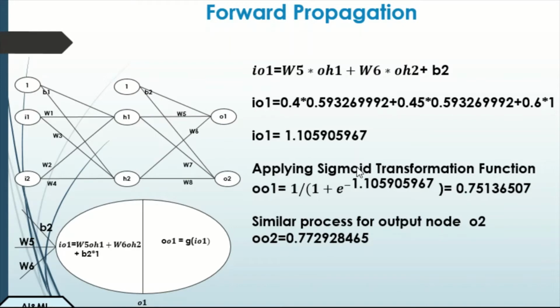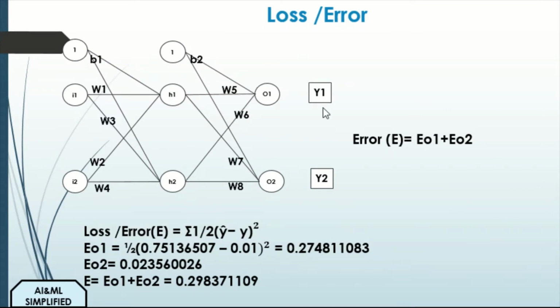And then we apply the transformation function, again a sigmoid transformation function, on this value, and then we get the output as 0.75 for this node, and we label it as O1. Similar computation when done for the node O2, we get the output as 0.7729. So we see there is a big difference if we compare it with the actuals here.